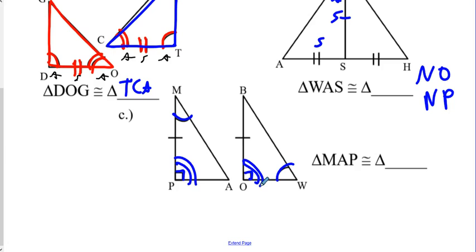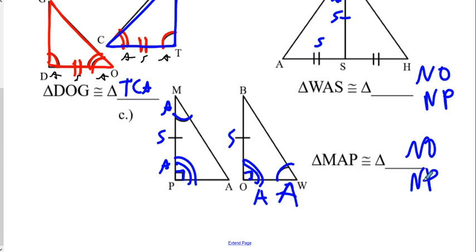Now let's see what we have. We have angle, side, angle. Oh, we're good to go. Side, angle, angle. Board is not cooperating here. So again, that is no. We don't have the included side on both of them. So that's again no or NP, not provable.